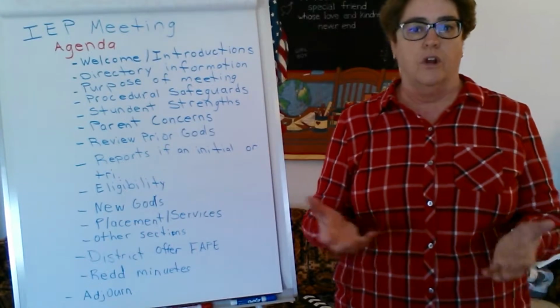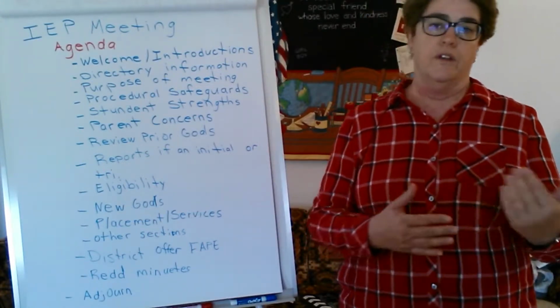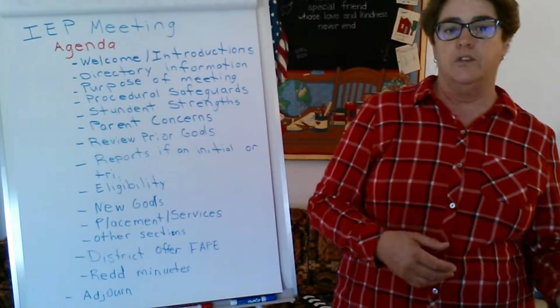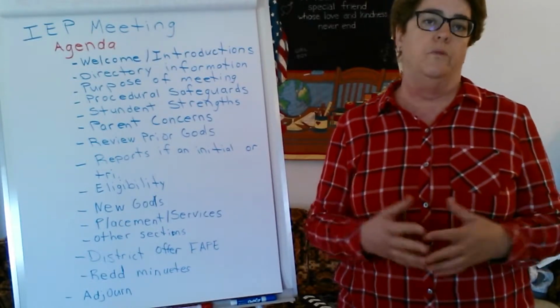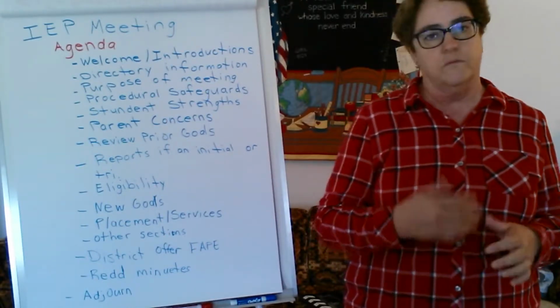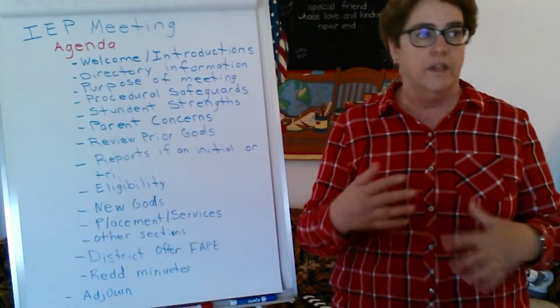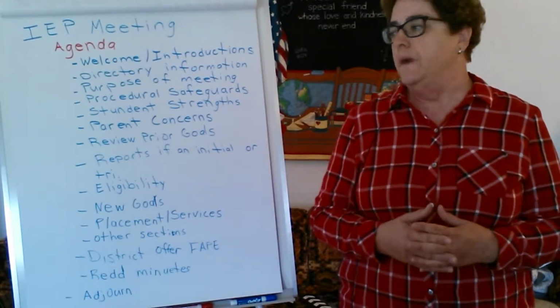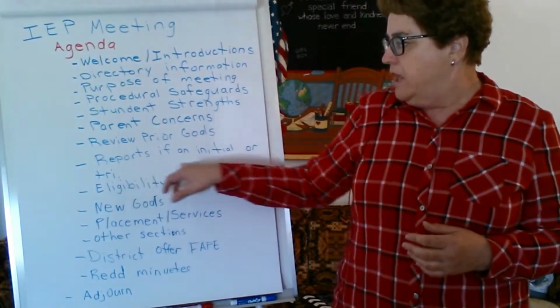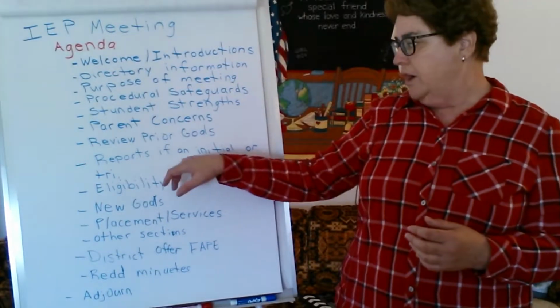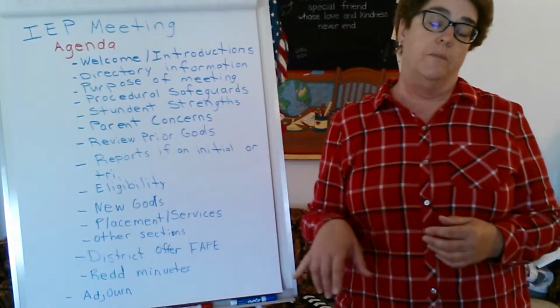What are we doing? Where is the child? Where are they now? Did they meet their goals, not meet their goals? We want to just get that process going, get that information out there. How are they doing in class? After we do that, if it's a tri or an initial, there's going to be reports.